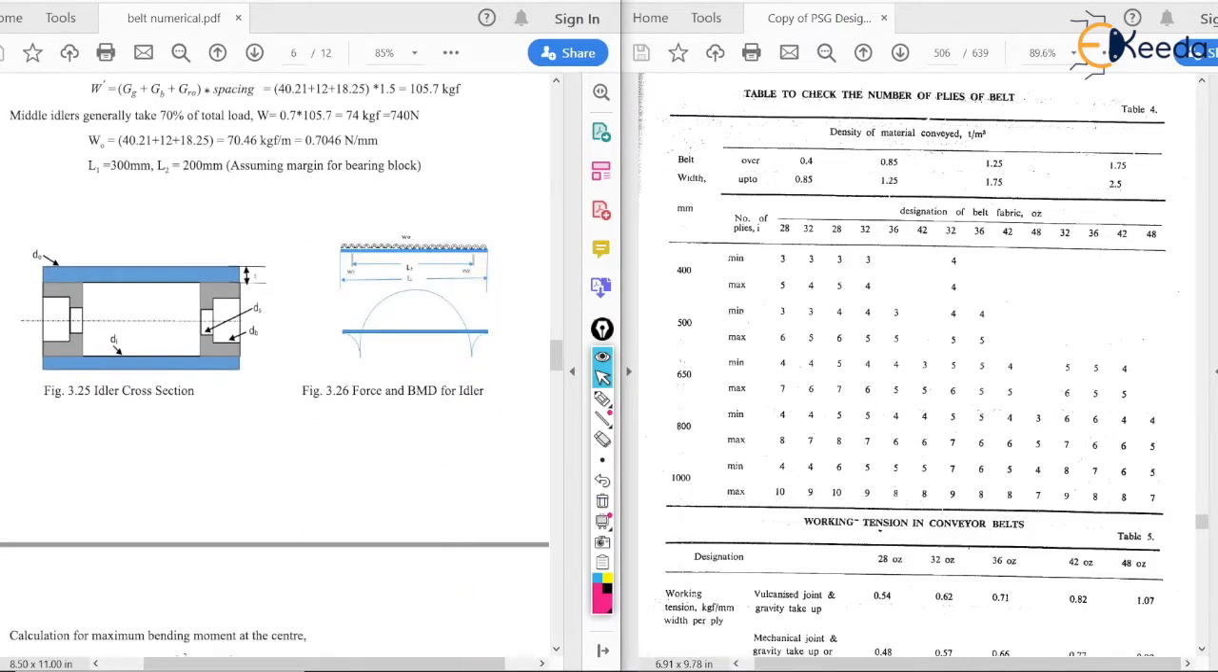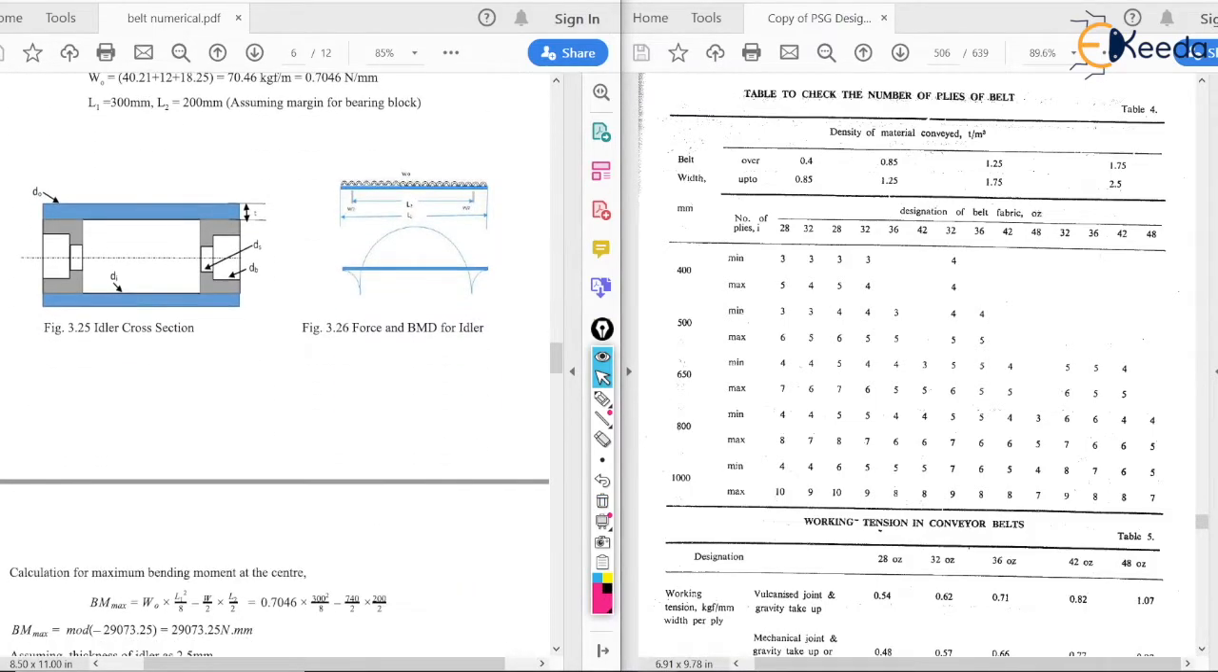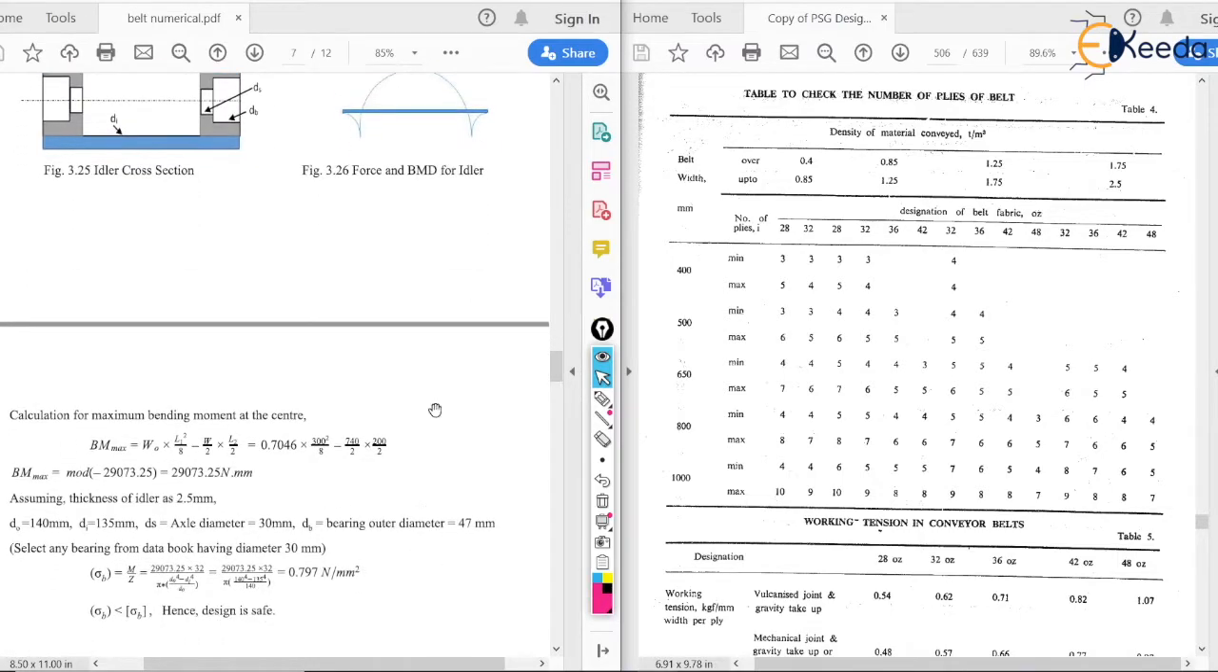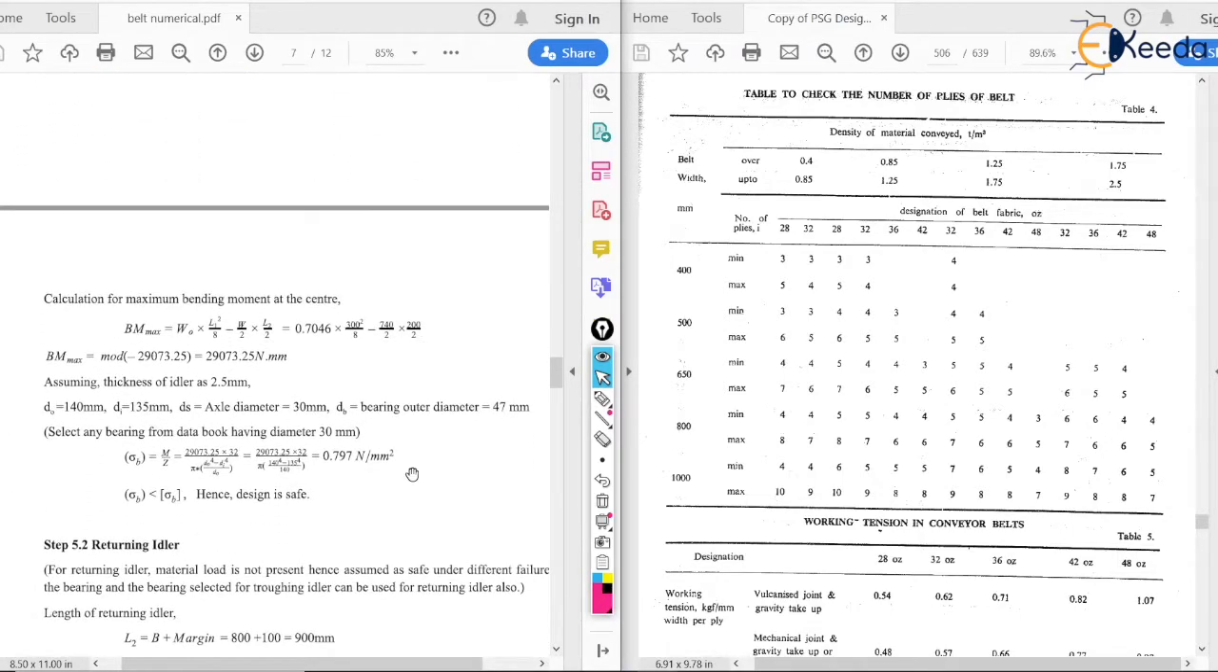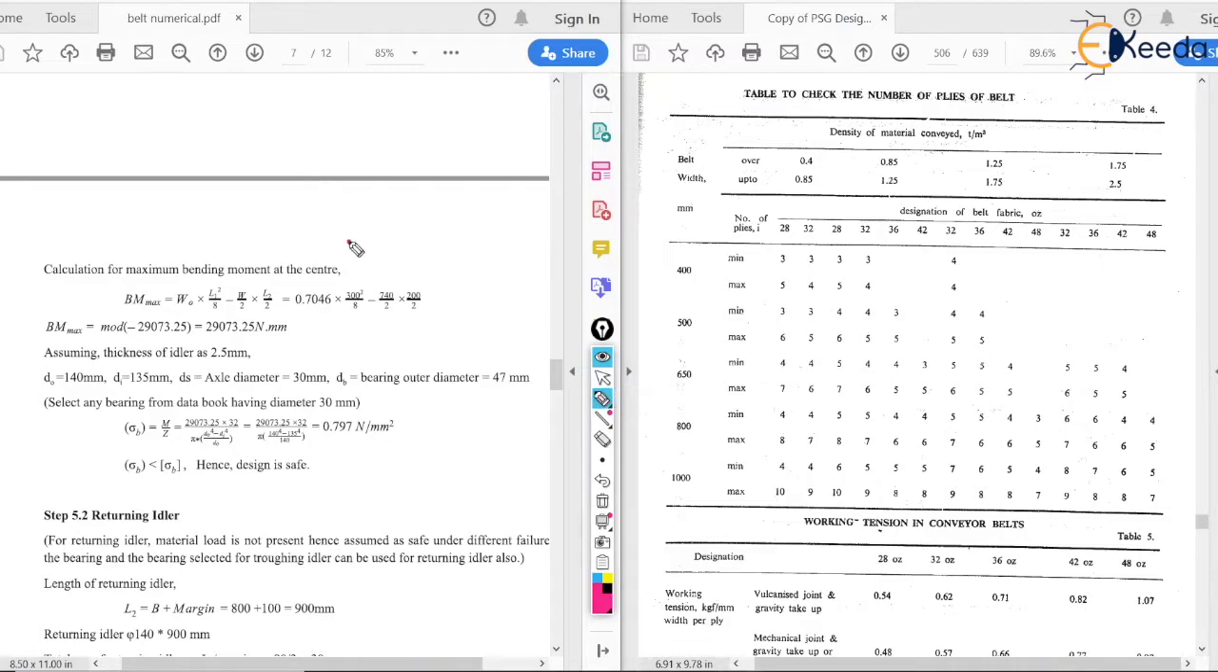Now this is the idler cross section, and this is just the SFD. Now we are going to check the calculation for the maximum bending moment. It is WO into L1 square by 8 minus W by 2 into L2 by 2. L1 and L2 we have already assumed. So here we get the maximum bending moment, that is 29073.25. Now assuming the thickness of the idler as 2.5 mm.